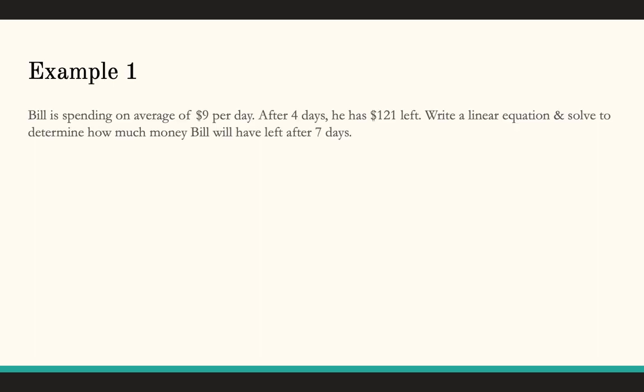So here we have an example that says Bill is spending on average $9 per day. After 4 days, he has $121 left. Write a linear equation to solve to determine how much Bill will have after 7 days. So some key pieces of information here. Spending an average of $9 per day. This is our rate. So if he's spending, our slope or our rate is going to be negative 9. And the x will be where it goes within our y equals mx plus b.